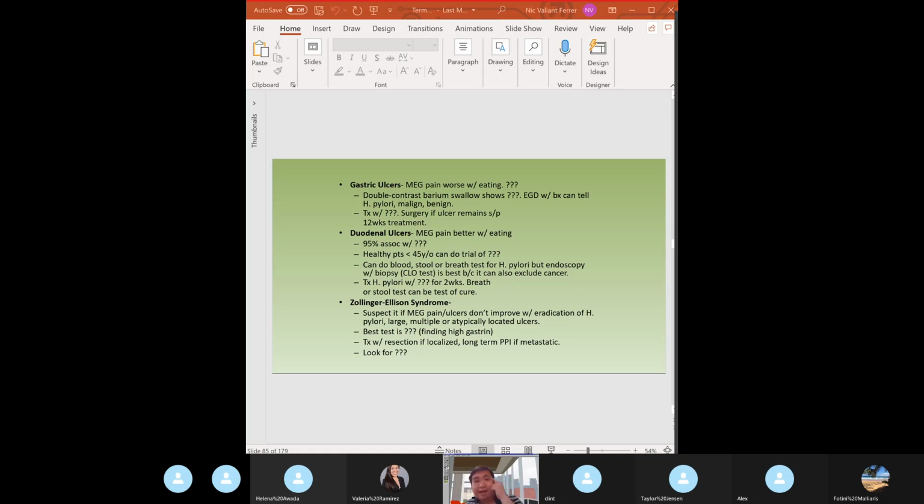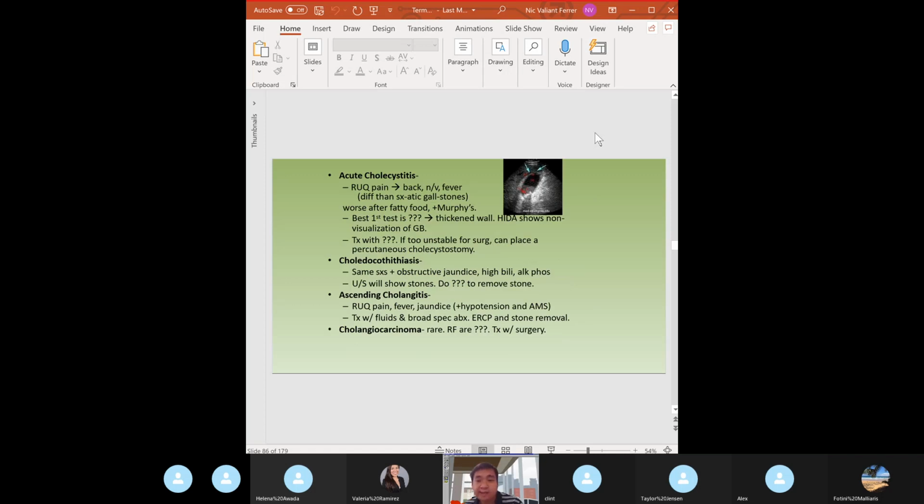MEN1: pituitary adenoma, parathyroid hyperplasia, pancreatic tumors. MEN2A: parathyroid hyperplasia, medullary thyroid carcinoma, pheochromocytoma. MEN2B: mucosal neuroma, marfanoid body habitus, medullary thyroid carcinoma, pheochromocytoma. Those are high yield, guys. Please remember those.